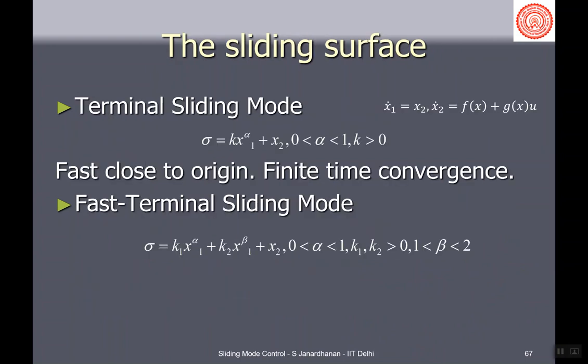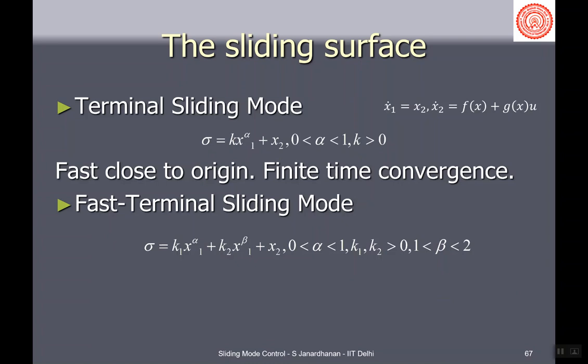The solution is something called terminal sliding, where you use a structure like this, which is very similar to something that I had told earlier: the power rate reaching law. If you remember, I told you that there is something wrong with this. This power rate reaching law doesn't satisfy the eta reachability condition, but it has some strong point in it.